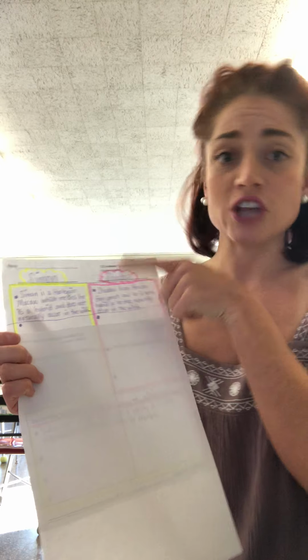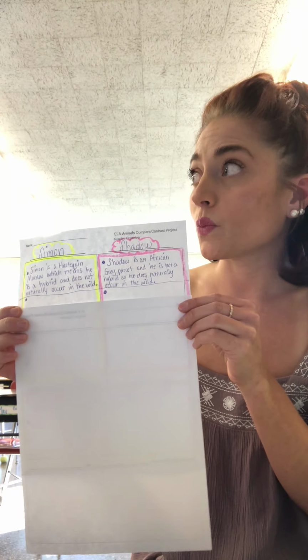So instead of just saying Simon's a Harlequin macaw and Shadow is an African gray, we'll get there in a second, that's not really a whole lot to build a descriptive few sentences around. So instead, I wrote, Simon is a Harlequin macaw, which means he is a hybrid and does not naturally occur in the wild. Ooh, that's like 6th grade level writing.